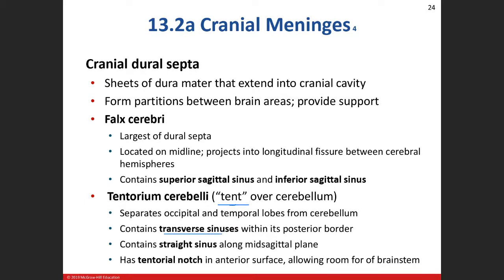Okay? But it is actually, did I say transverse sinus? Okay. You have to forgive me here. My brain's not functioning all the way. All right? It's found in the fissure there. Okay?